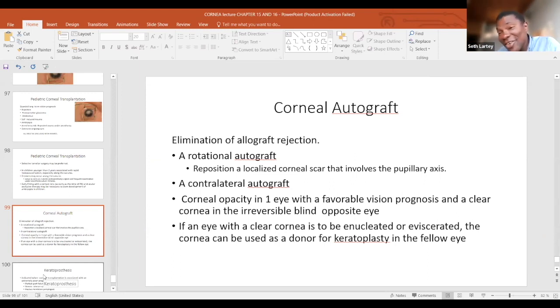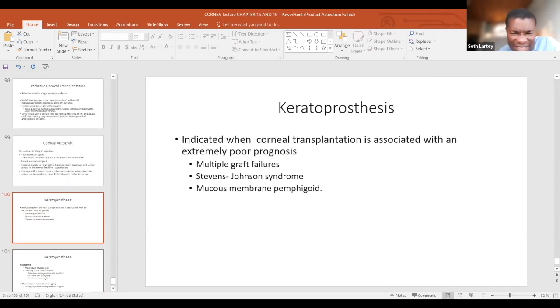Same technique. Or if an eye is being enucleated, you can pick the cornea up from the patient instead of throwing it away. You can use it if the patient has a corneal opacity in the other eye. So, very interesting things can be done. Then there is keratoprosthesis, and those are very advanced.